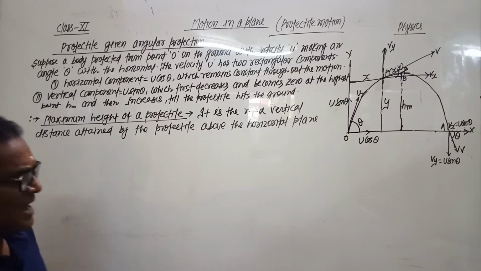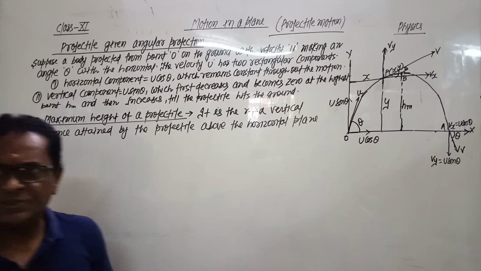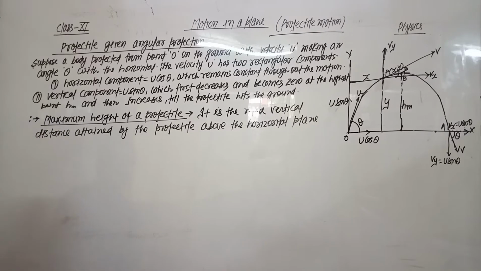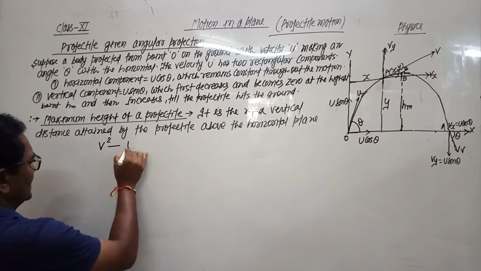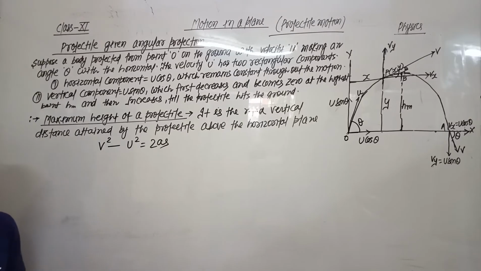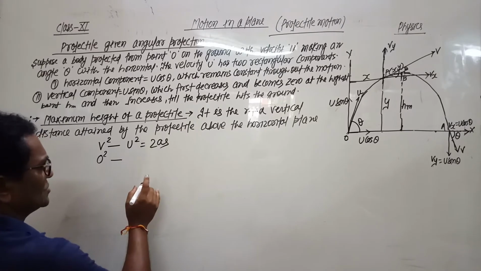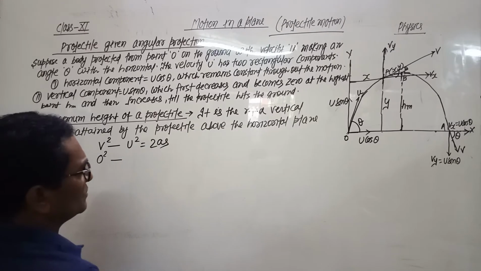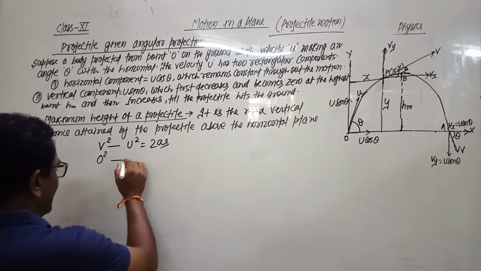a projectile. And the maximum height of a projectile we have assumed HM. HM is the maximum height of the projectile. We use the formula V square minus U square equals 2AS. So when the projectile reaches the maximum height, its final vertical velocity will become 0, and the initial vertical velocity is U sin theta.